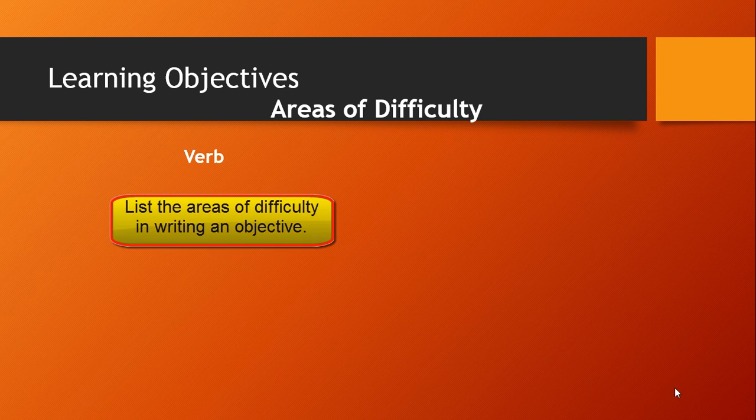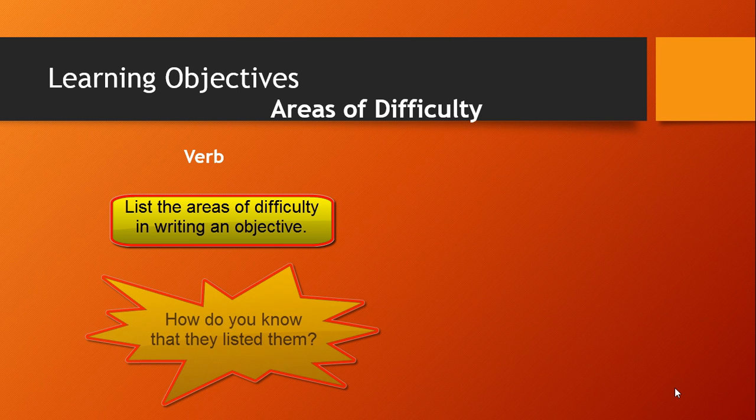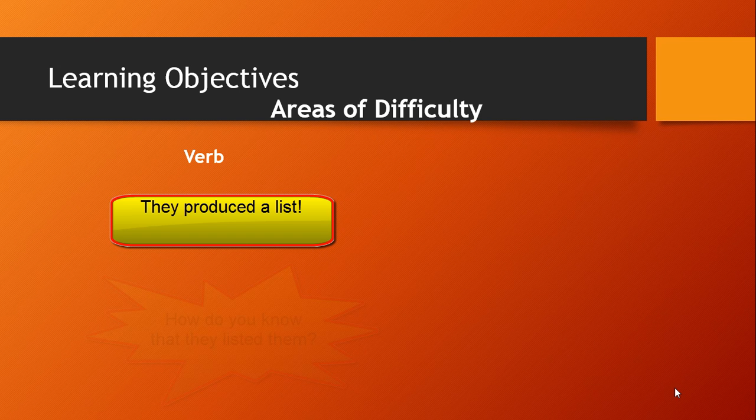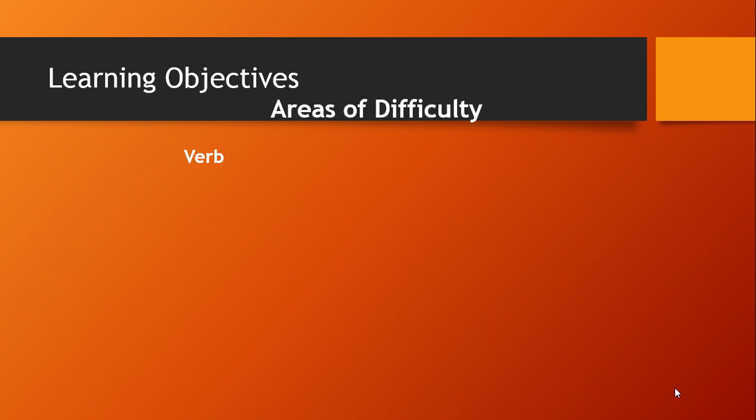Now, if you say they list the areas of difficulty in writing objectives, then if you ask yourself, well, how do I know that they list the areas of difficulties? Well, because at the end you have a list. So that correspondence between the verb that you use and what the student is actually doing to prove that they know is going to be useful in determining this.